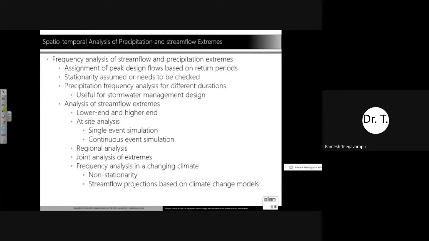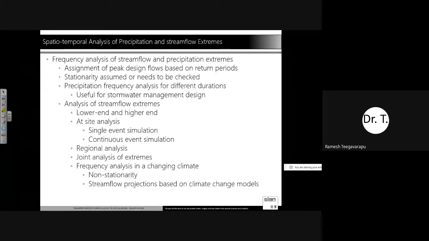The other thing is looking at joint analysis of extremes. So what is going on is that if there are two or more variables which are affecting your streamflow extremes or precipitation extremes, then you could take those variables and conduct joint analysis. And finally, what we are doing these days in case of frequency analysis, when we see that the climate is evolving, the main issue is the non-stationarity.